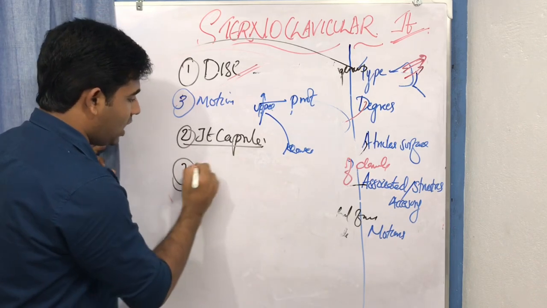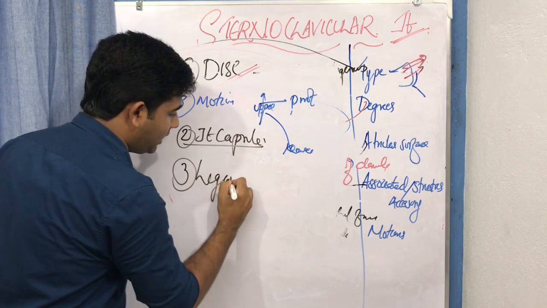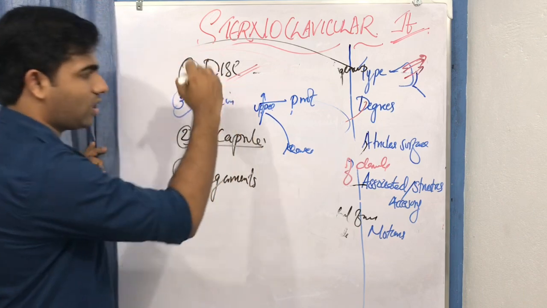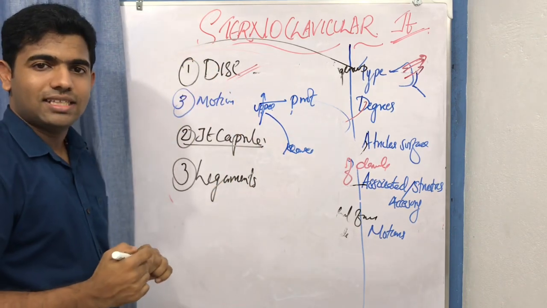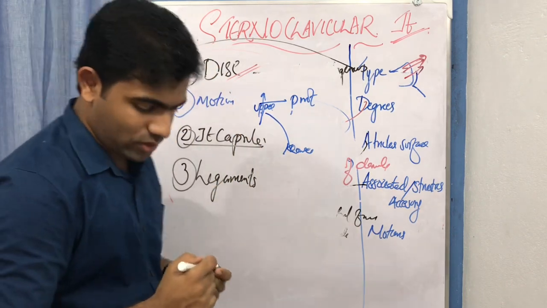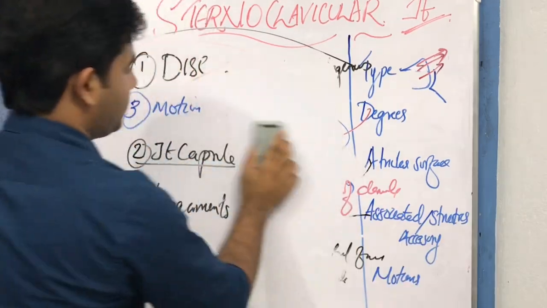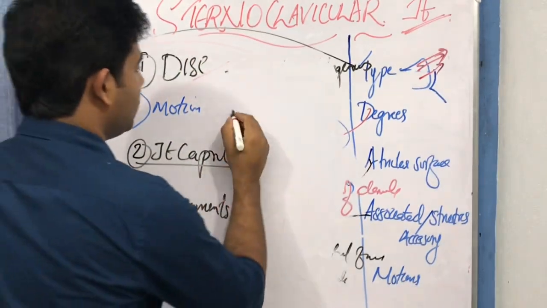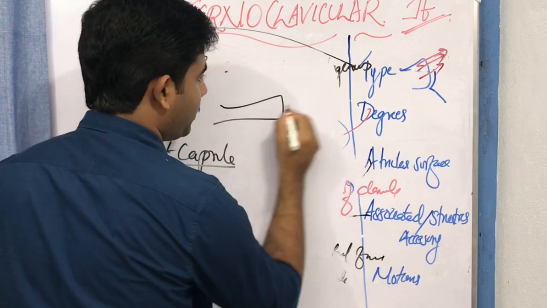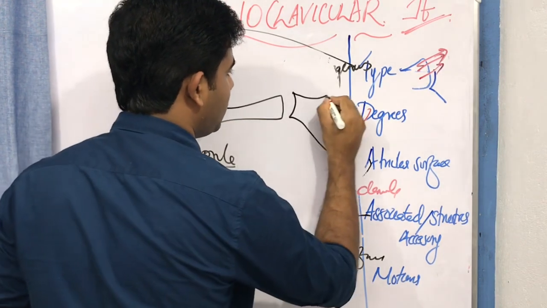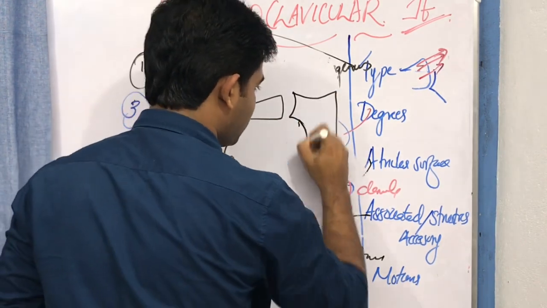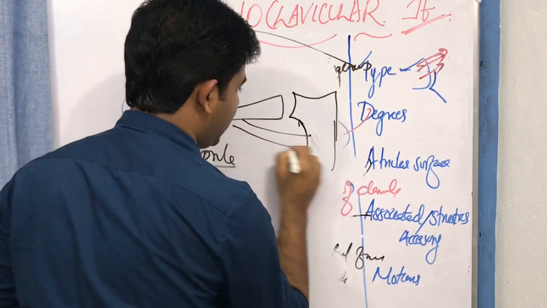And finally, we move on to the most important thing, that is the ligaments of the sternoclavicular joint. Let us examine what the ligaments of the sternoclavicular joint are. For example, you have the clavicle over here, you have the sternum over here, you have the first costal cartilage over here.